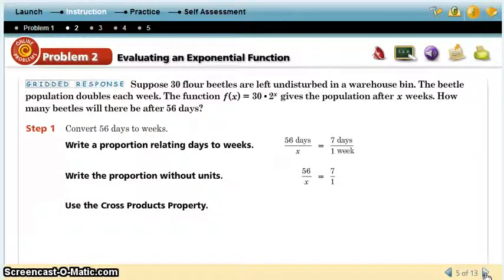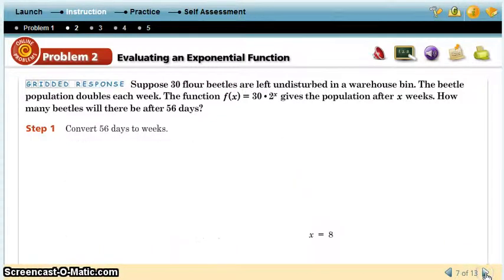Use the cross products property. Divide each side of the equation by 7. So x equals 8. 56 days equals 8 weeks. Now you may be able to convert that without setting up the proportion, but always be very careful with your units.